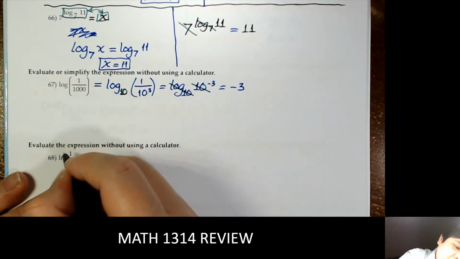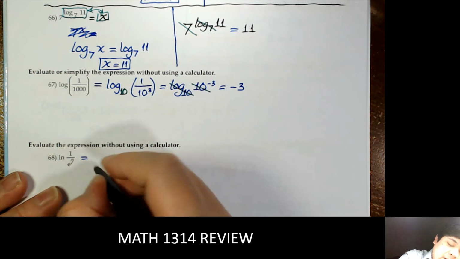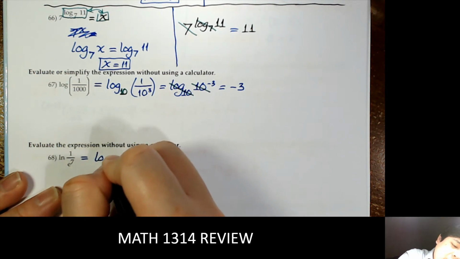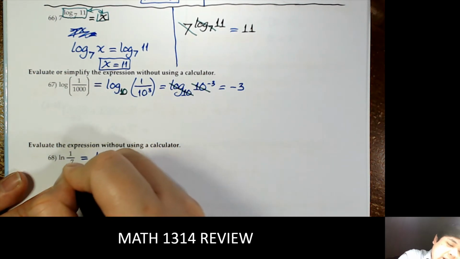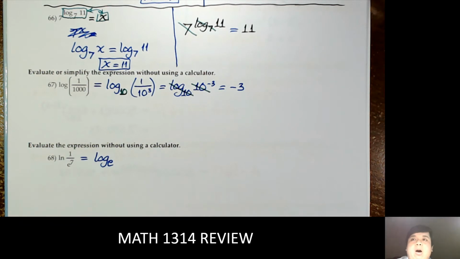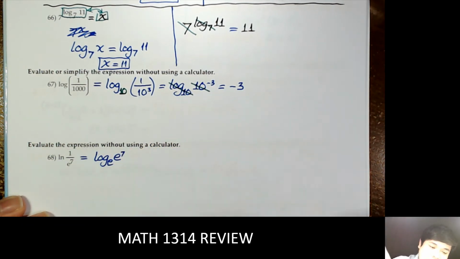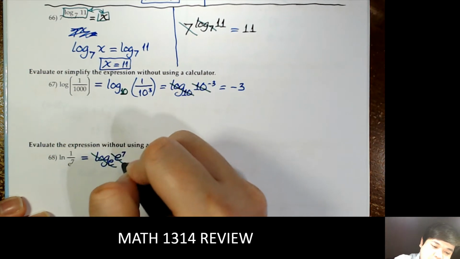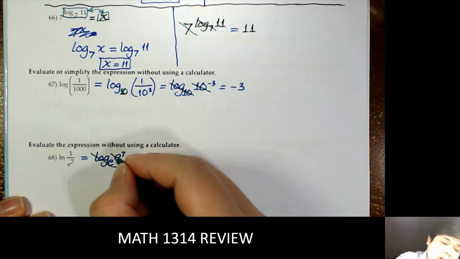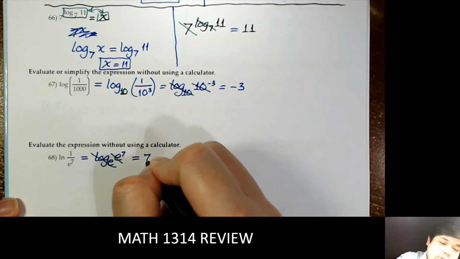And next one, ln is the log base e, and e to the 7 at the bottom moves to the top. And then we have the log and exponential function of the same base cancel out, so we have 7.